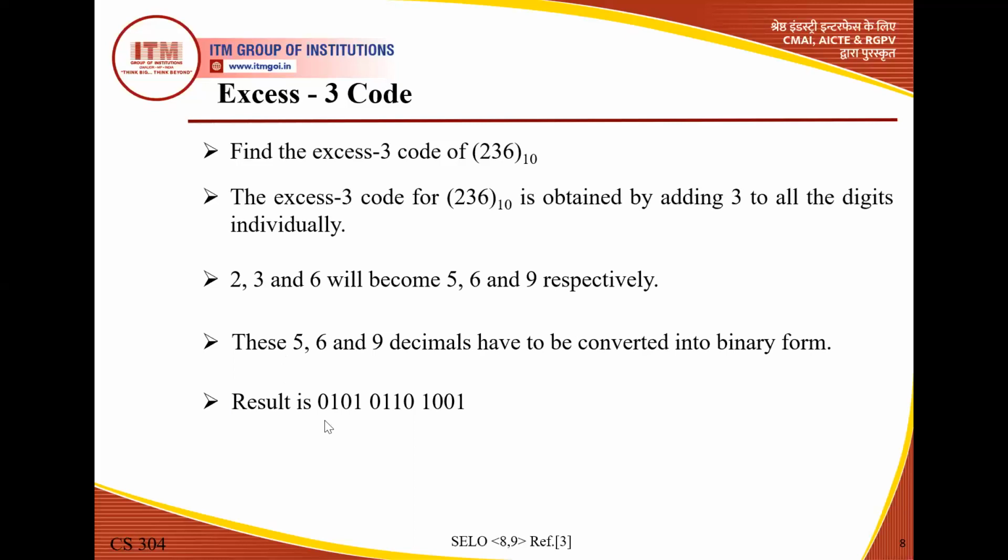So 5 is converted to 0101, 6 is converted into binary form as 0110, and 9 can be written as 1001. So the final answer is 0101 0110 1001. Again, we add 3 individually in each digit, that is converted into 5, 6 and 9, and then we convert it into binary. So this is the excess-3 code.